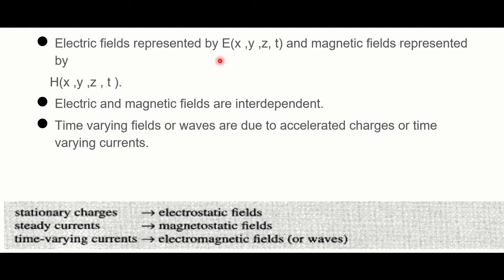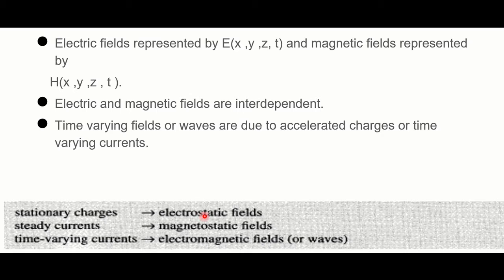Here the electric field is represented by E of x, y, z, t and the magnetic field is represented by H of x, y, z, t. So the term t is there in both the electric and magnetic fields. Also, these electric and magnetic fields are interdependent. But in the case of static electric and magnetic fields both are independent, whereas here both the fields are interdependent. Also, time varying fields or waves are due to accelerated charges or time varying currents.